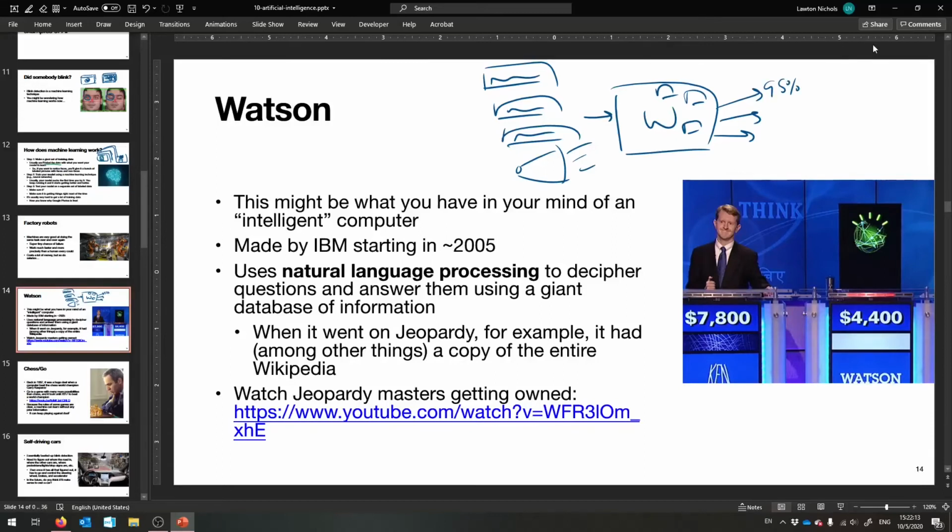Okay, it's like, with 95% confidence, I believe that the answer is A. With a 42% chance, I believe the answer is B. With a 3% chance, I think the answer is C. And if it's confident enough, it's going to shout out the answer that it's most confident in and make some money. Okay, so that is Watson. It's a fun little example.